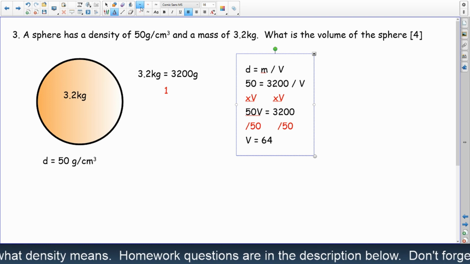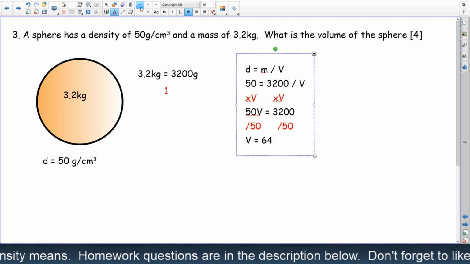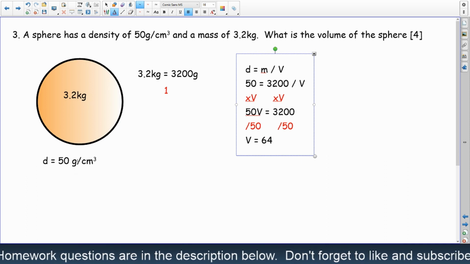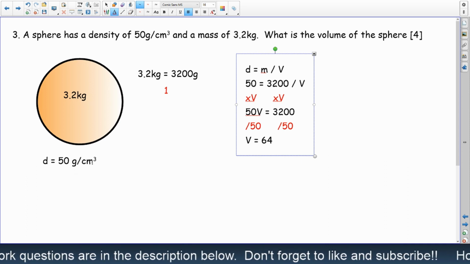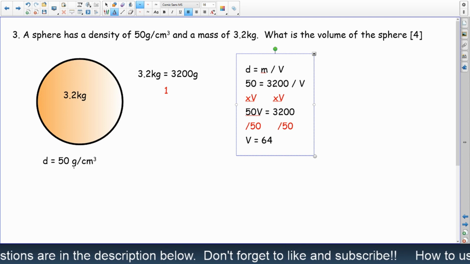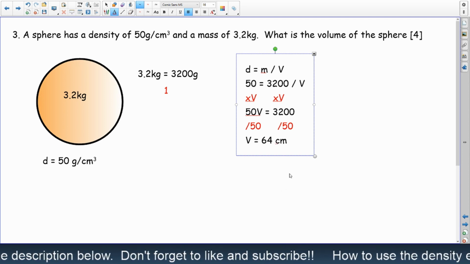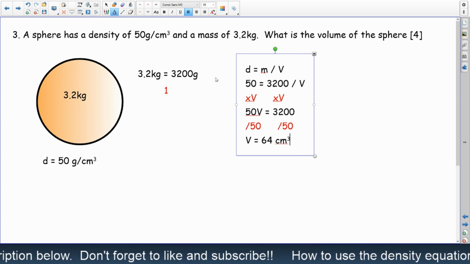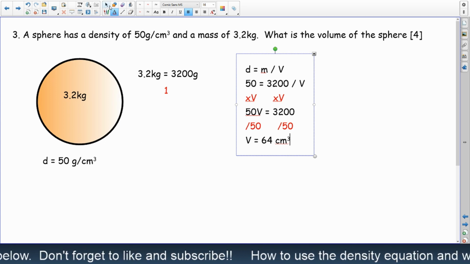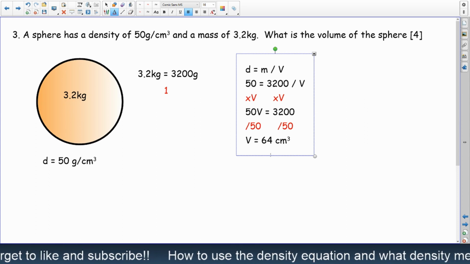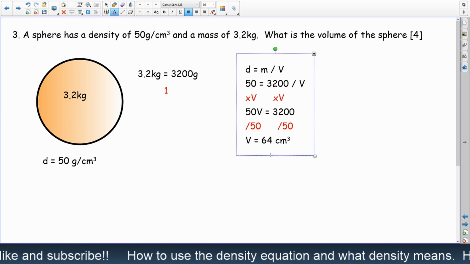Now I need to work out what the unit is here, like 64 what? Now, I know that my density was in grams per centimeter cubed, which means that my mass should be in grams and my volume then should be in centimeters cubed. Okay, so this means that my volume for my sphere is 64 centimeters cubed.